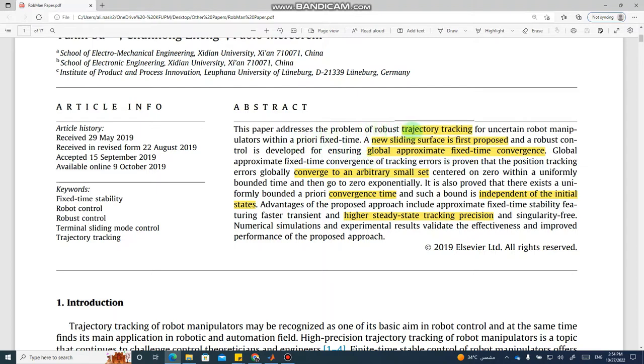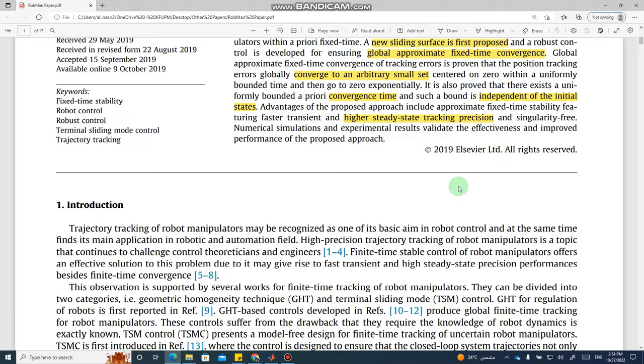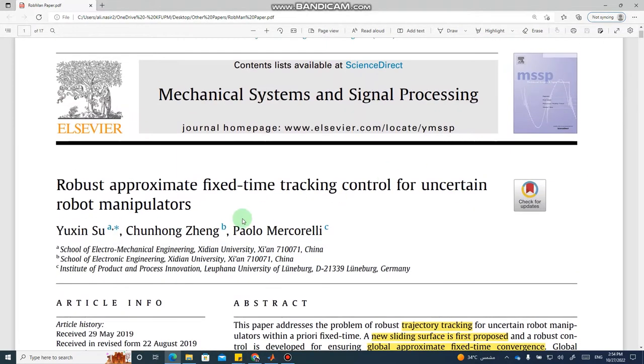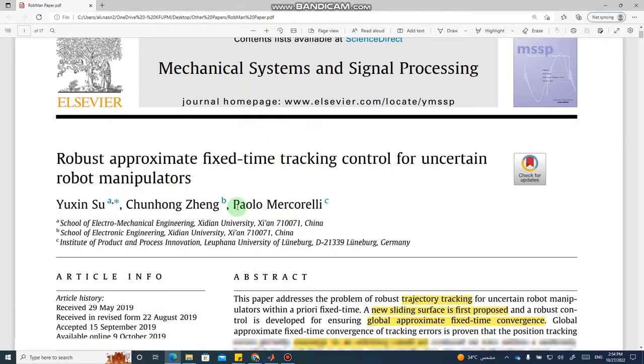This paper addresses the problem of robust trajectory tracking, and a new sliding surface is first proposed. This controller provides global approximate fixed time convergence and convergence to an arbitrarily small set which is centered around zero within a uniformly bounded time. So overall it looks like a very useful and good controller, at least for uncertain robot manipulators.